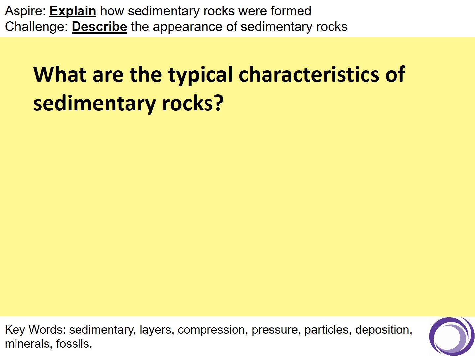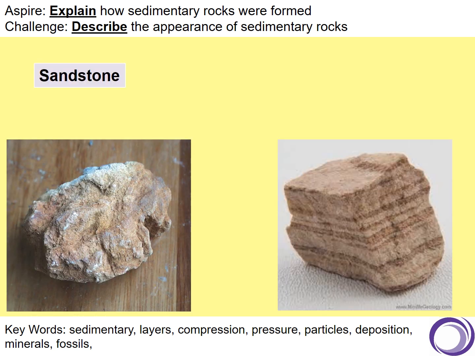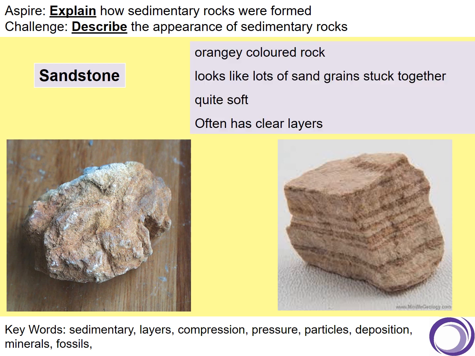So what are the typical characteristics of sedimentary rocks? Sandstone is one of those. As you can see, both of these examples are orangey coloured rocks, although sandstone does come in very many different shades. They tend to look like lots of grains of sand stuck together. They are often very soft, so they're easily crumbled and easily shaped. That's one of the reasons they were used for buildings for quite some time, because it was easy to carve them. And they frequently have clear layers. The example on the right is a good example of that.